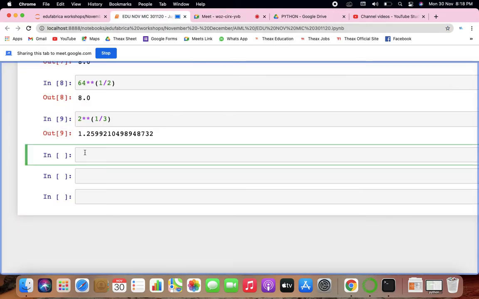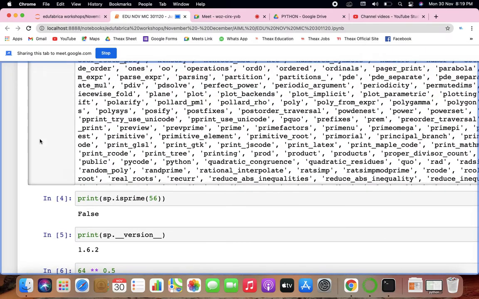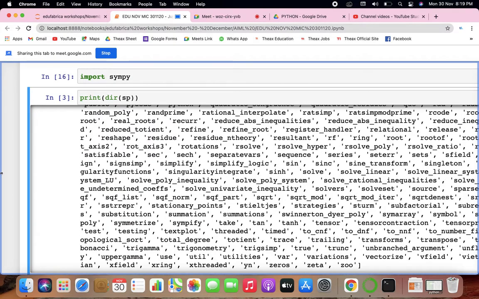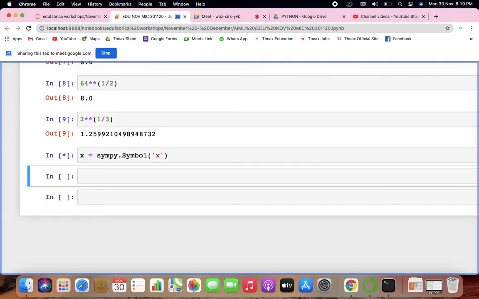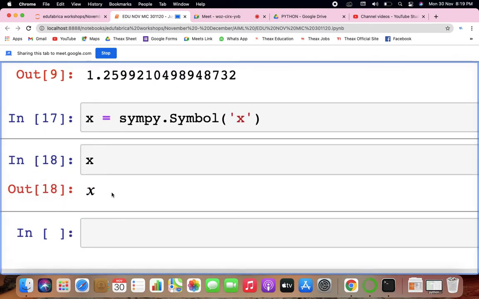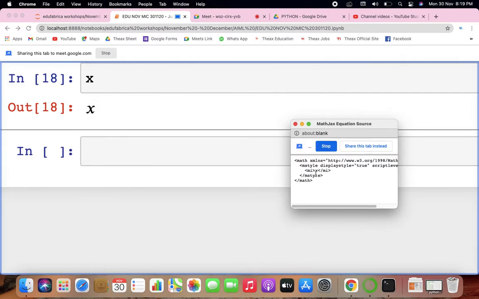Okay, so symbols you need to declare, right? So what we do is from sympy import Symbol. Otherwise, you need to write that this is my x, and this x is a symbol, and I will write it like x. That's it. Now if I see x, you'll find this. See the difference: if I write x like this, I'll get a symbol x. That is MathML code. If you right click over there, you'll find math settings, MathML code, and all. So this is your MathML code there.